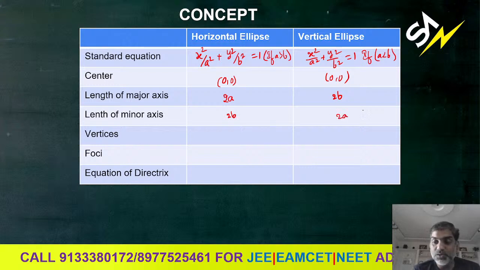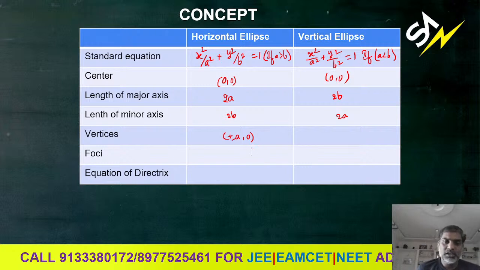Okay. Next, vertices. What are the vertices here? The vertices are plus or minus a comma 0. At one end we have plus a comma 0 and at the other end we have minus a comma 0, right?